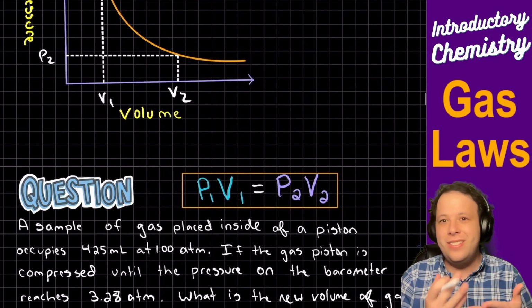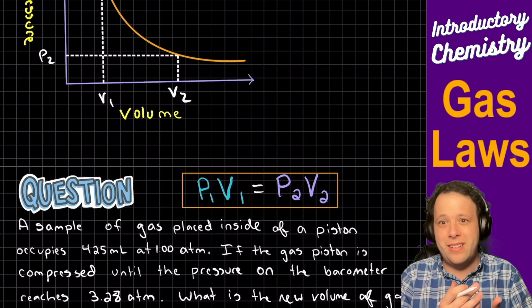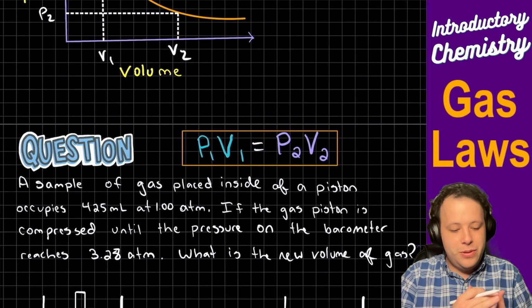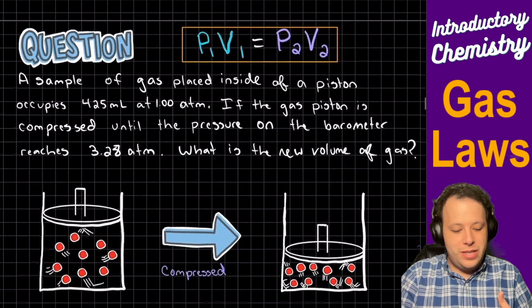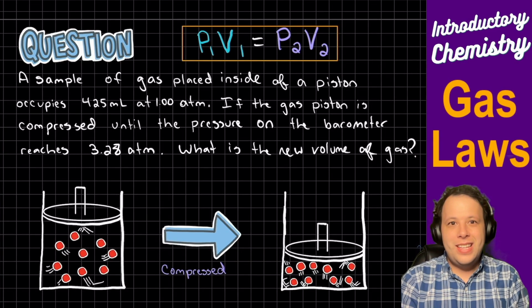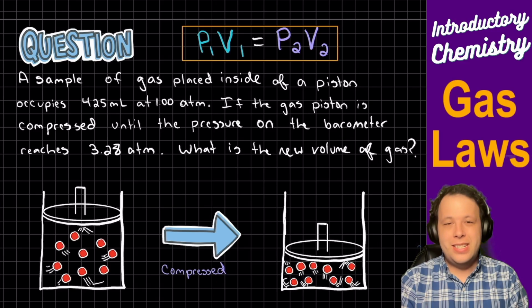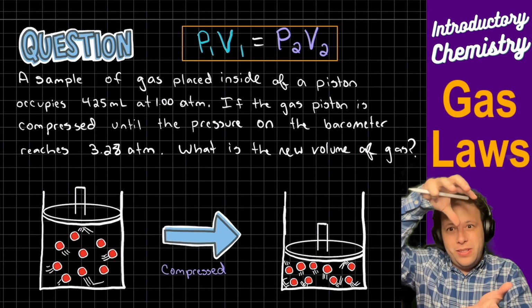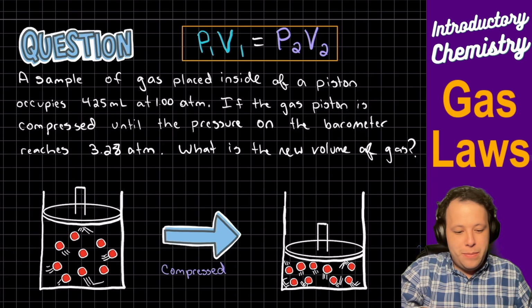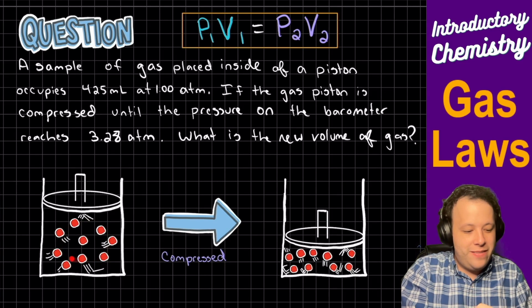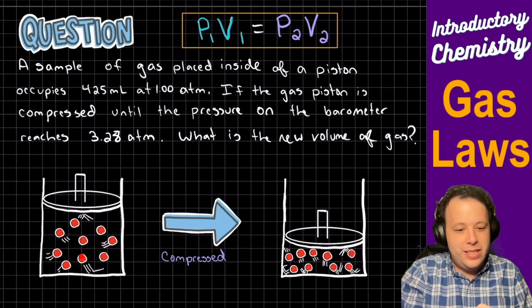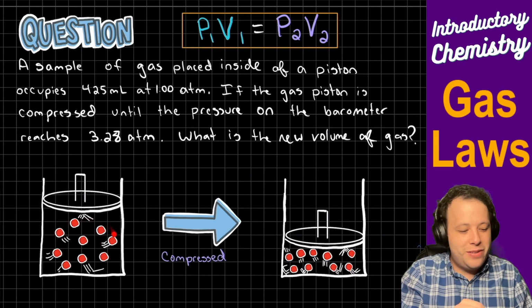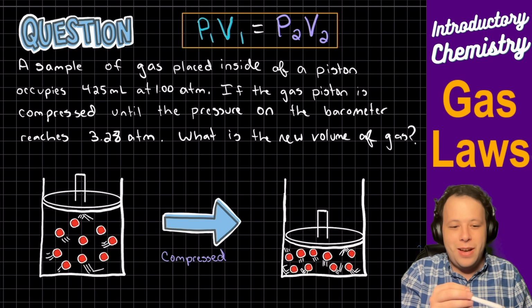So what exactly are you going to have to solve mathematically? Generally, they're pretty easy questions. Say we have a sample of gas placed inside a piston. A piston is essentially a metal cylinder that pushes down and compresses the gas, like I have here. I have a little piston with gas inside, bouncing all around, and it occupies 425 milliliters at 1 atmosphere.